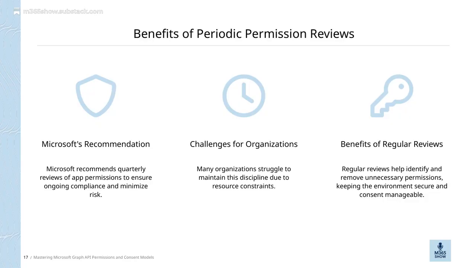Now, let's talk about the importance of regular reviews when it comes to managing permissions and consent models in Microsoft Graph API. Regular reviews help us identify and remove permissions that are no longer necessary, which is crucial for keeping our environment secure. By doing this, we also make consent management much more straightforward and less risky. However, many organizations face challenges in maintaining this discipline consistently. Limited resources, competing priorities, and the complexity of permissions can make it difficult to stay on top of these reviews.